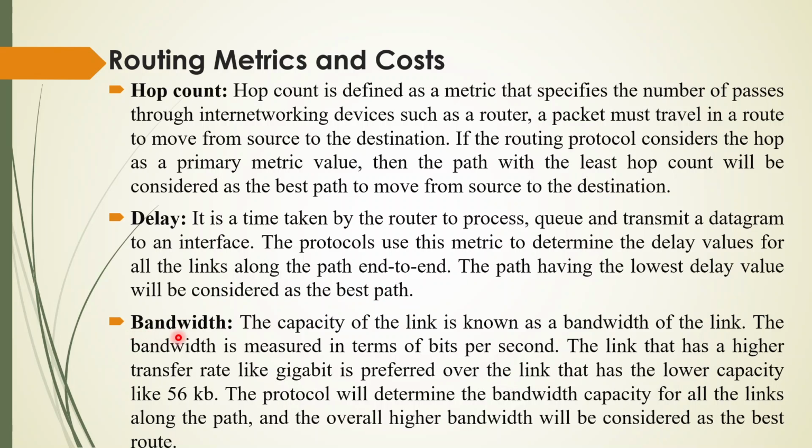Next is bandwidth. The capacity of the link is known as bandwidth. We have multiple links, so different capacities will be there. Bandwidth is measured in bits per second. A link that has a higher transfer rate, like gigabit, is preferred over a link that has a lower capacity, like 56 kb. The protocol will determine the bandwidth capacity for all the links along the path, and the path with the overall higher bandwidth will be considered the best route.